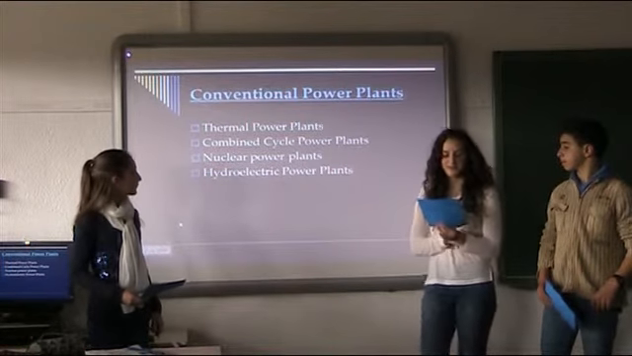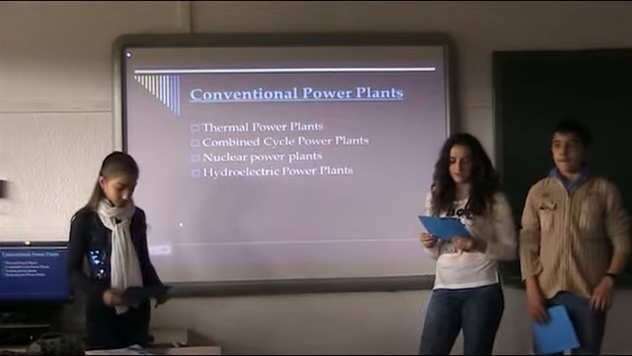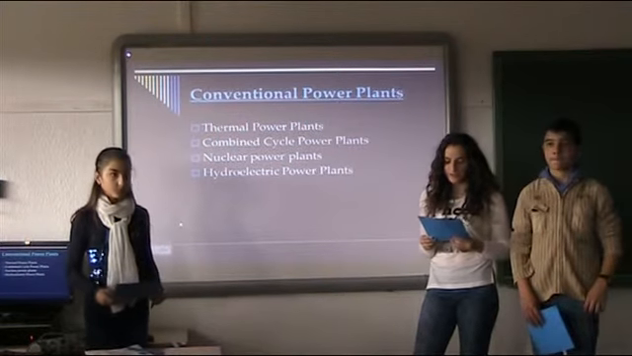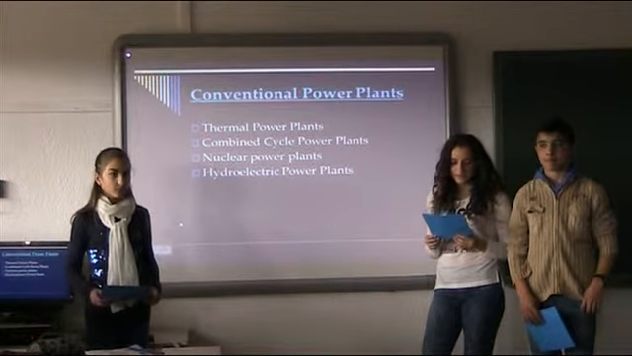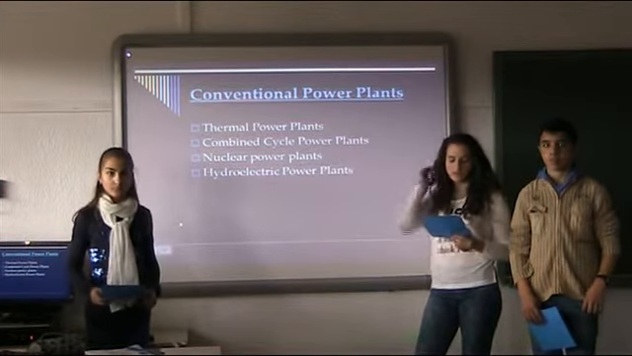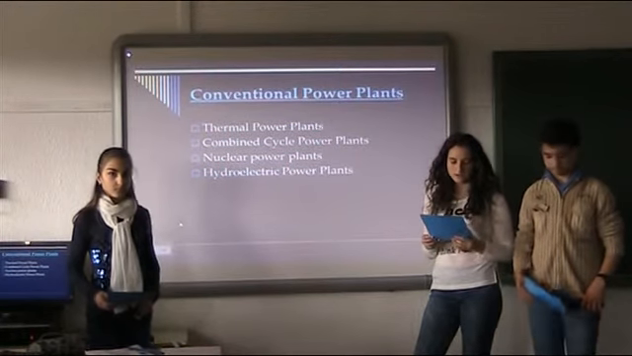The conventional power plants are bad for the environment of the nature, but they are expensive. There are four types of conventional power plants: thermal power plants, combined cycle power plants, nuclear power plants, and hydroelectric power plants.